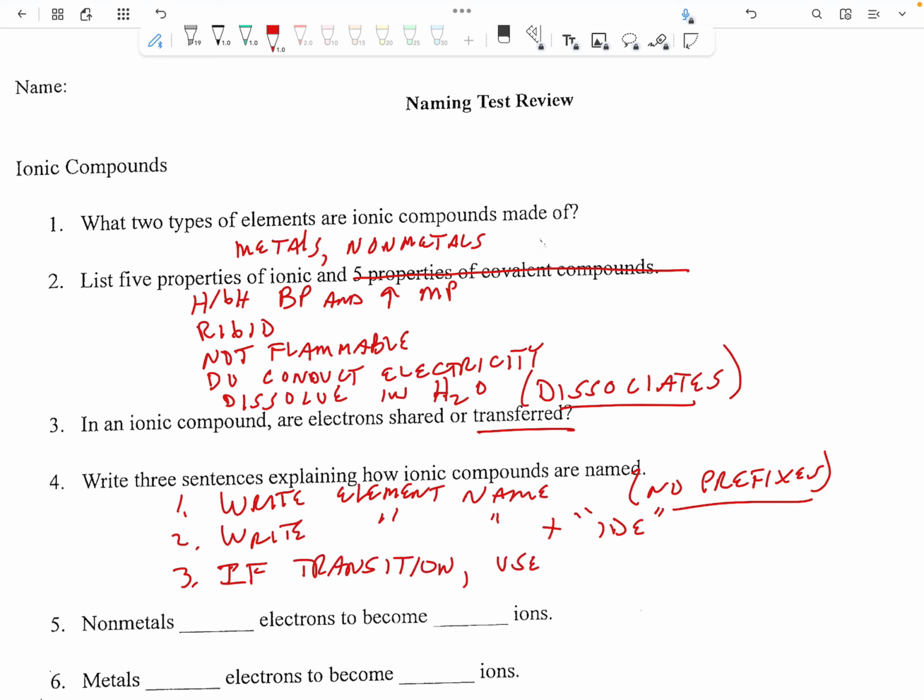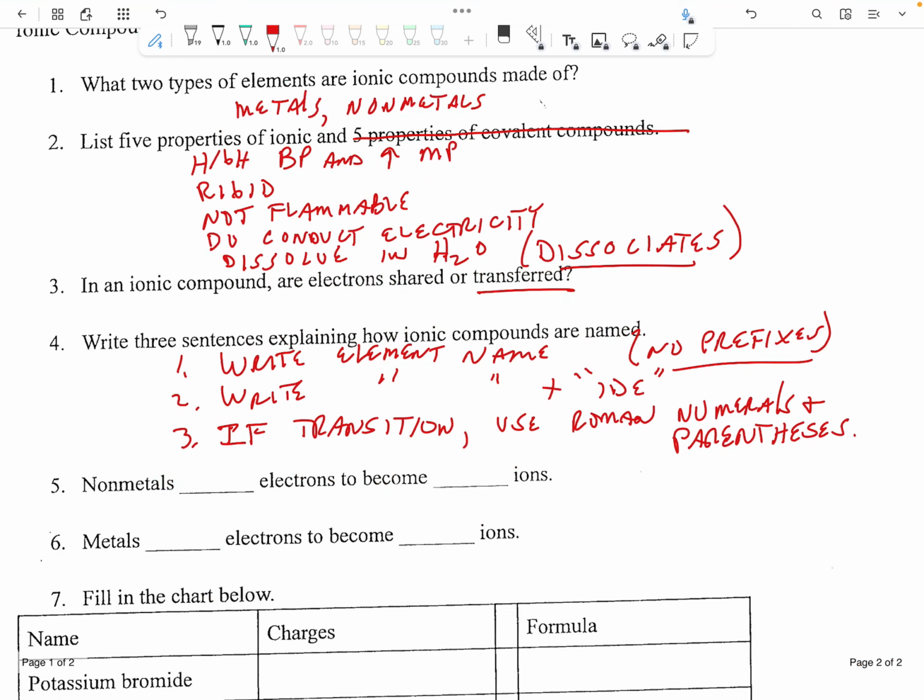And if it's a transition metal, you are going to use Roman numerals and parentheses. All right. Nonmetals, what do they have to do to become a certain type of ion? Nonmetals are going to gain electrons to become negative ions, and metals are going to lose electrons to become positive ions all the time.